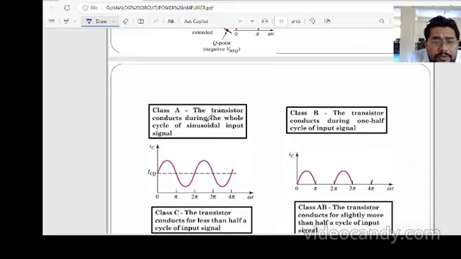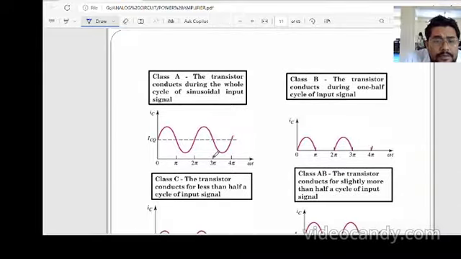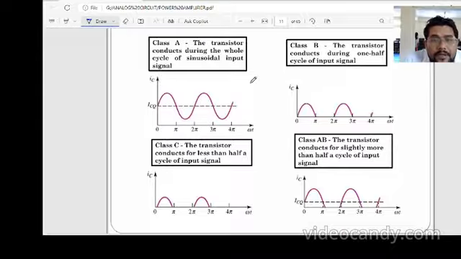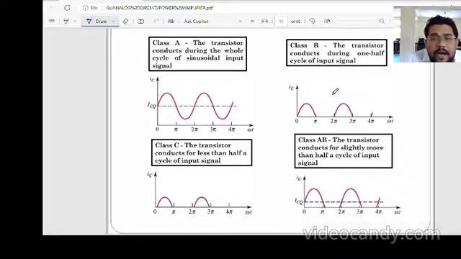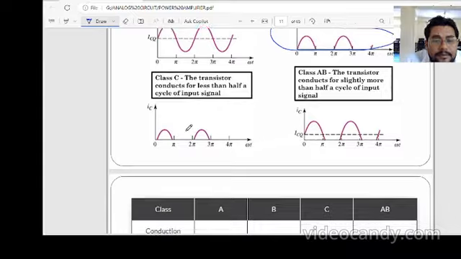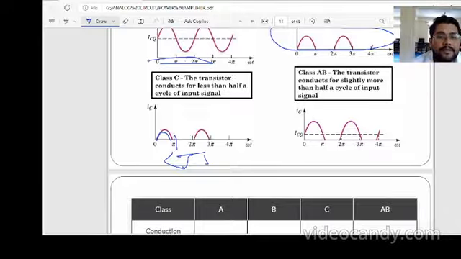In class A, the transistor conducts during the whole cycle of the sinusoidal input. In class B, the transistor conducts during half a cycle of the input, and this is the output of the class B amplifier. In class C, the transistor conducts for less than pi, and this is the output. Class A conducts the whole 2 pi, while in class B it conducts only this period, and the output is 0 between pi and 2 pi, where there is no conduction.